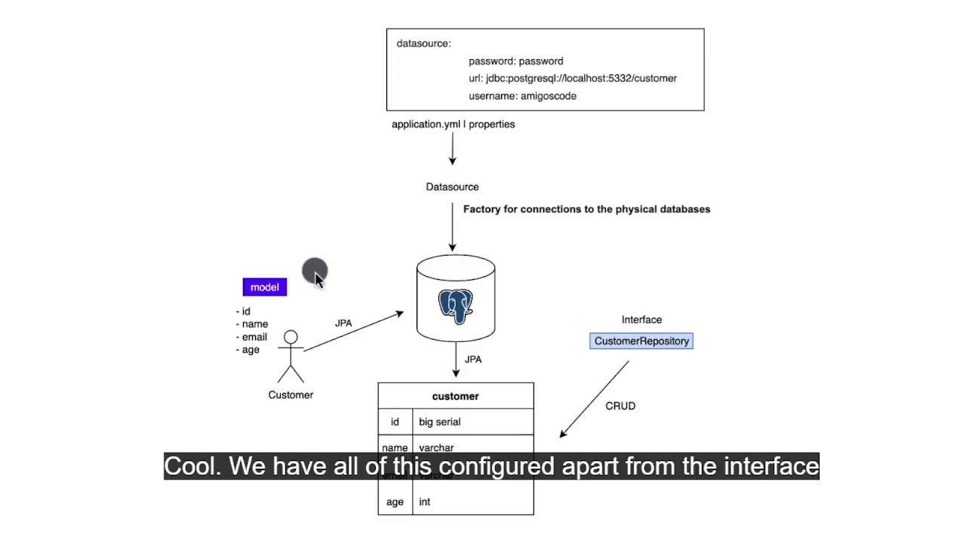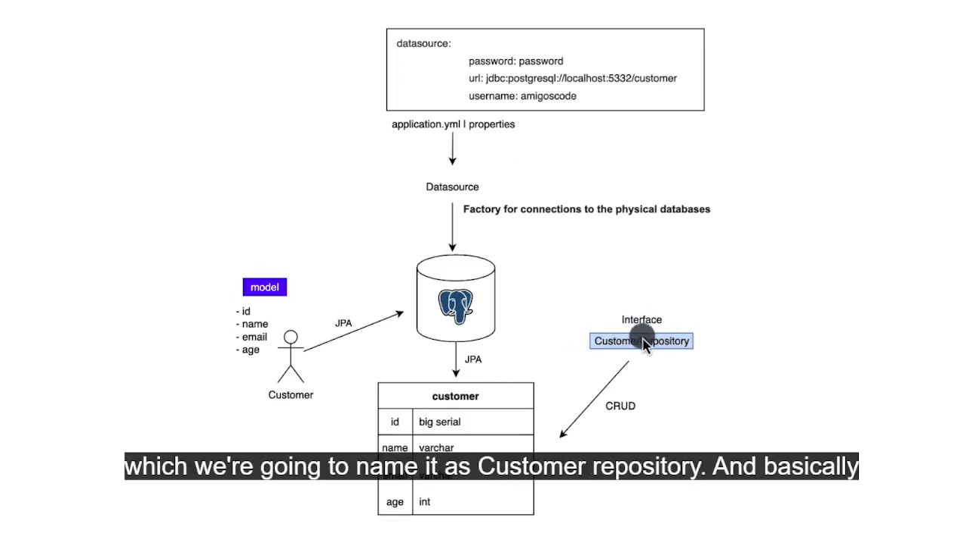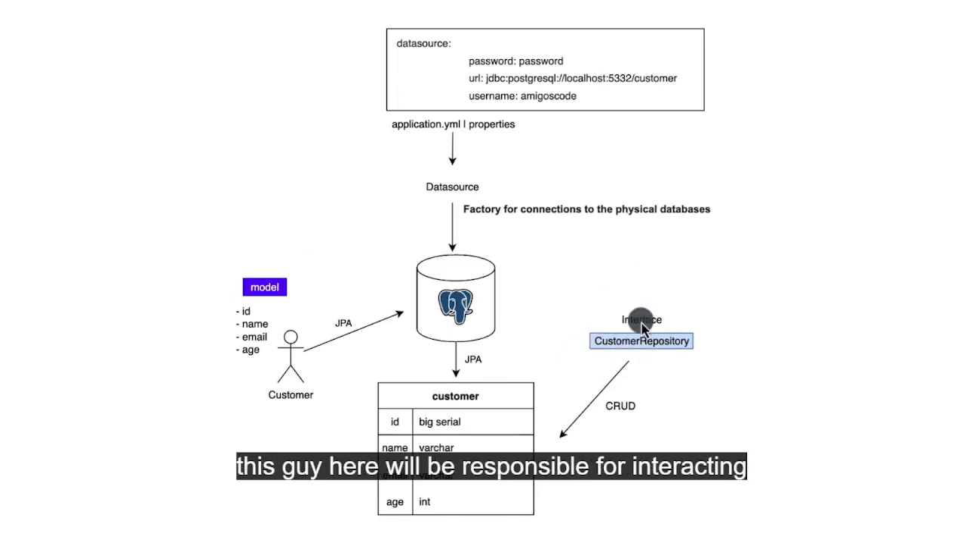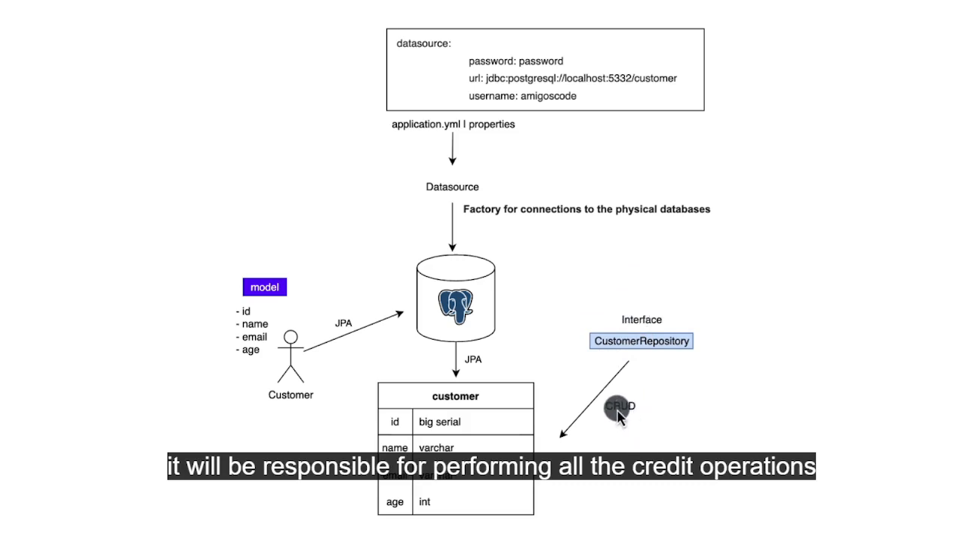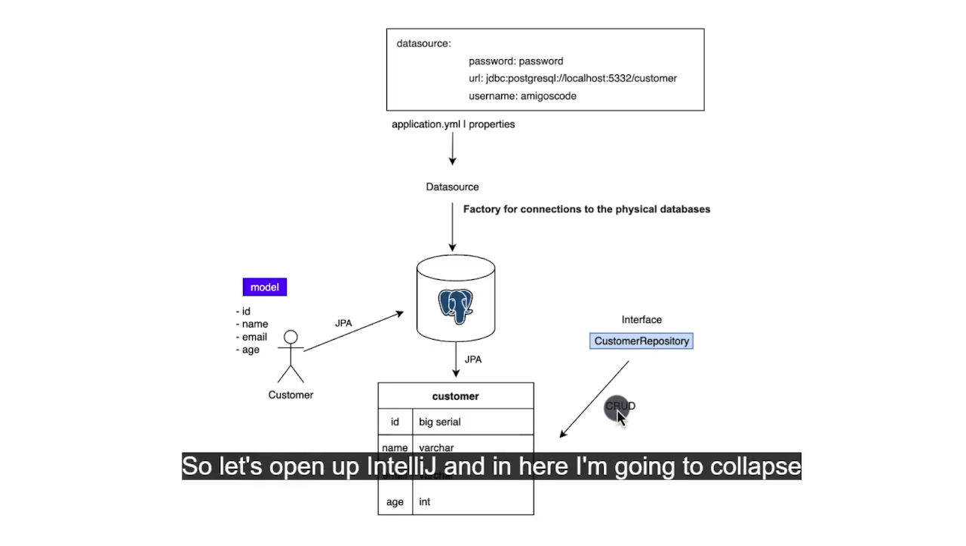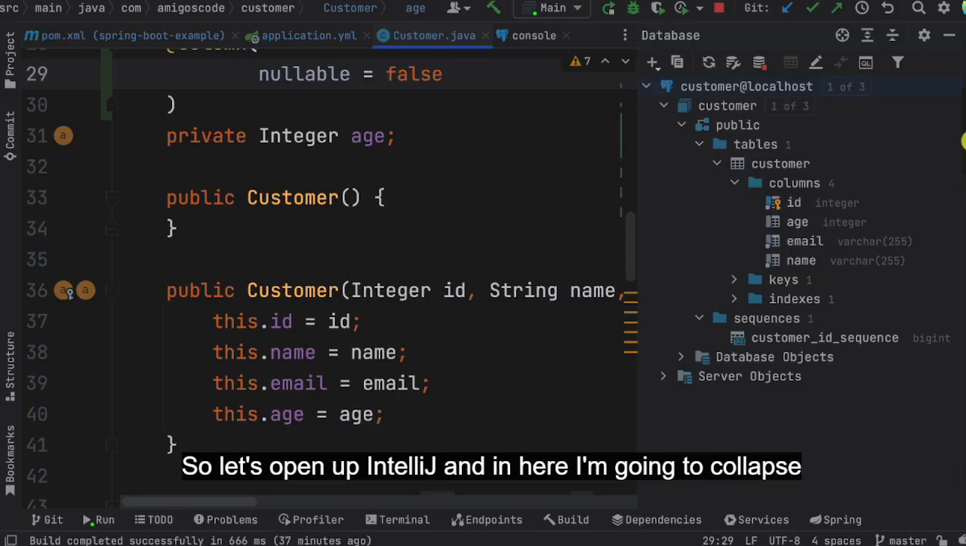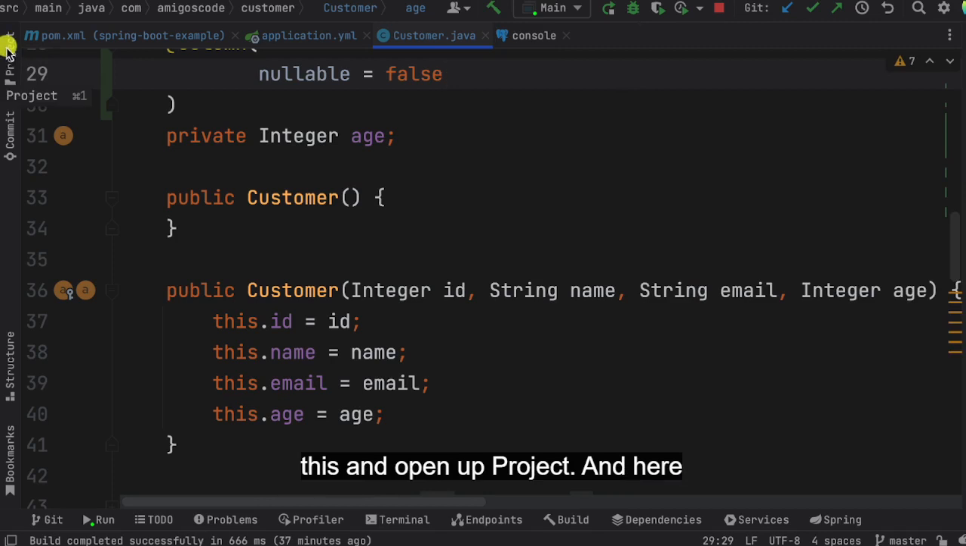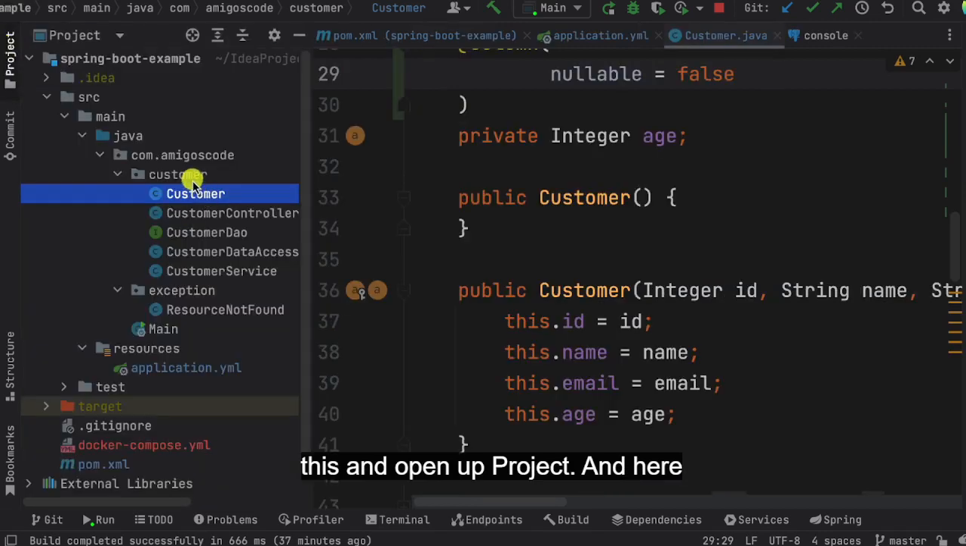Cool. We have all of this configured apart from the interface, which we're going to name Customer Repository. Basically this will be responsible for interacting with our database, meaning it will be responsible for performing all the CRUD operations and any other complex queries. So let's open up IntelliJ.